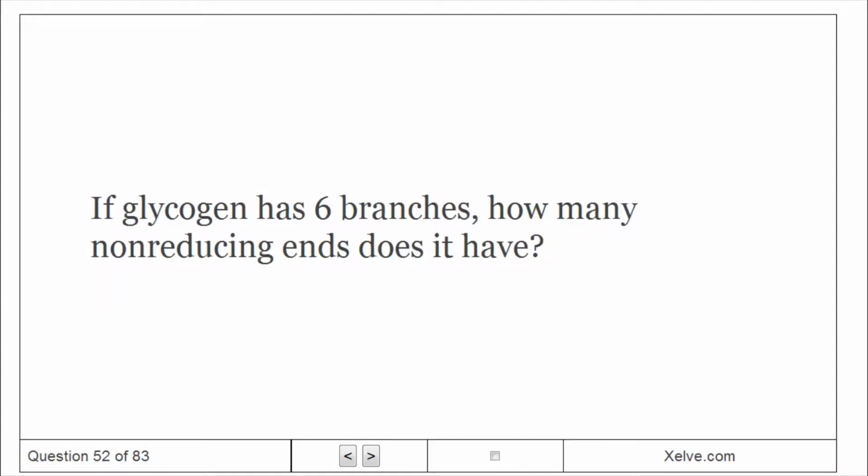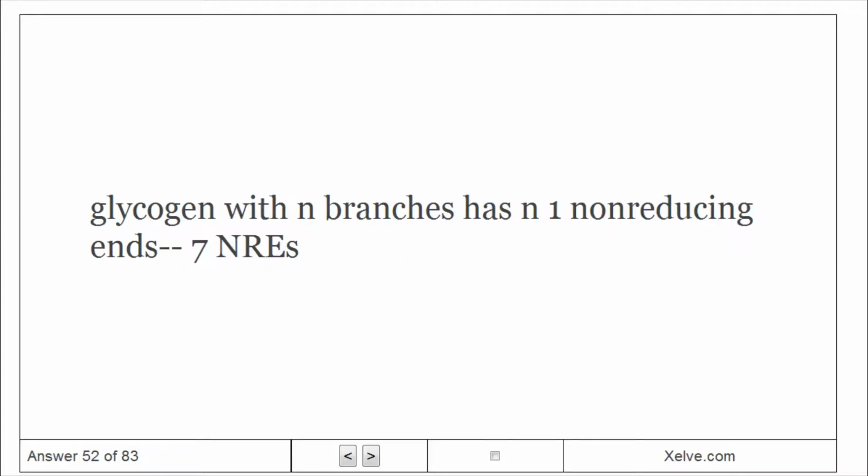If glycogen has 6 branches, how many non-reducing ends does it have? Glycogen with N branches has N+1 non-reducing ends, so 7 non-reducing ends.